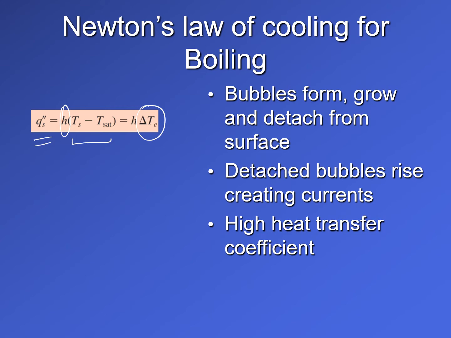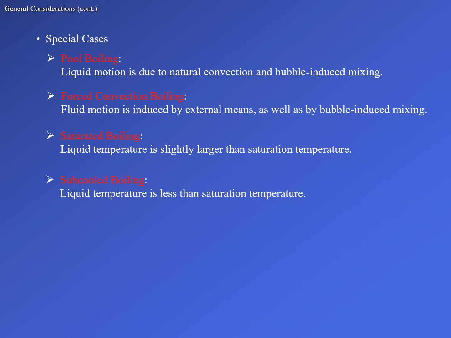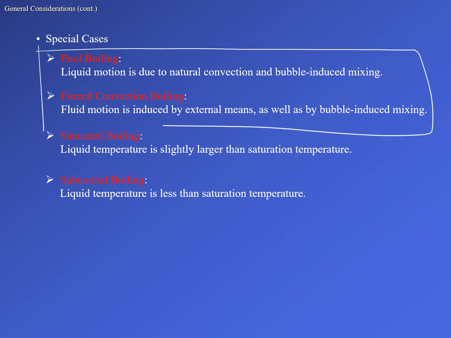So this combined process of latent heat extraction, mixing of the fluid, as well as the buoyancy, results in a large amount of heat transfer, which is quite desirable when we want to lose heat as quickly as possible. So here are a couple of special cases which we use to characterize types of boiling. The first class is pool boiling and forced convection boiling.